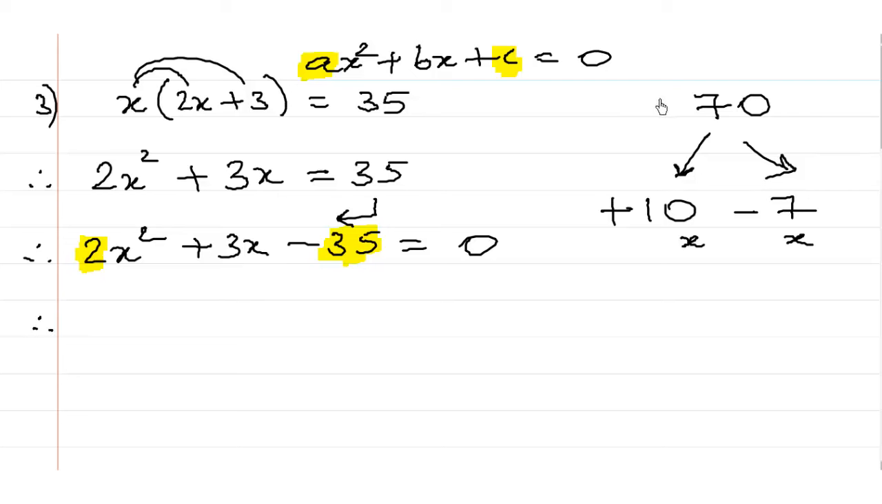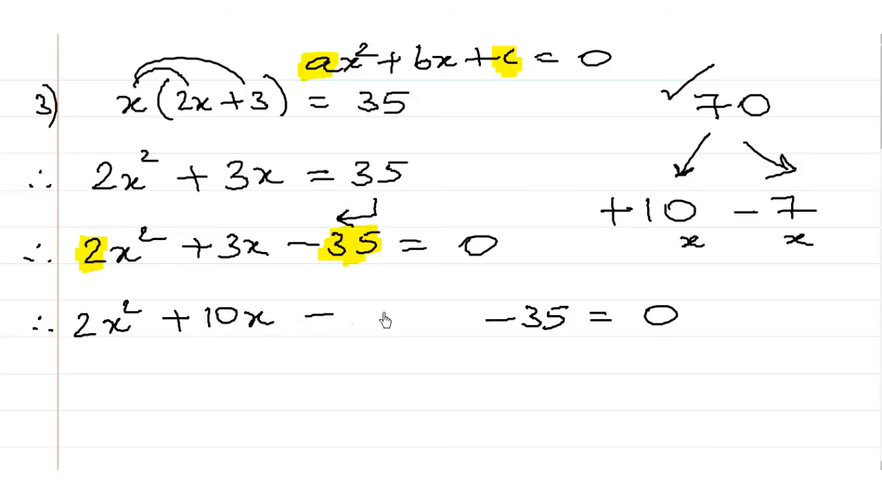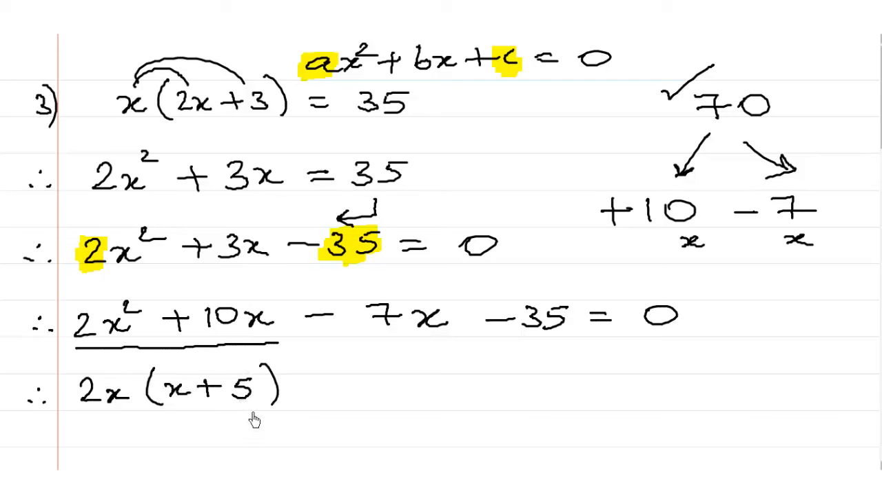Though over here we wrote 70 directly, we have to write 2x square and minus 35 as it is, and no need to write 70. But instead of writing plus 3x, we can write plus 10x minus 7x. Now again take the first two terms together. So we have 2x common, and we'll have x plus 5. Remember 2 5 is 10. And this sign comes as it is below.